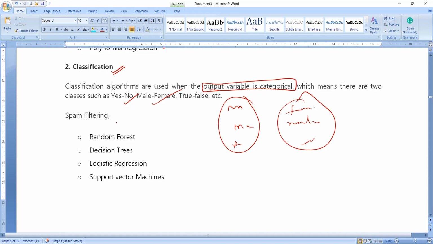Some important classification algorithms are random forest, decision trees, logistic regression, and support vector machines. SVM is also called support vector machines, or SVMs.